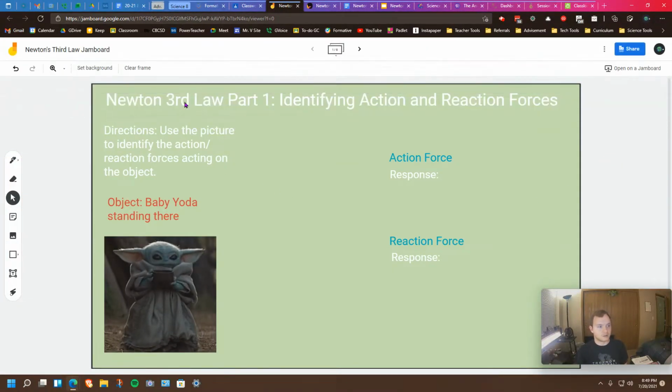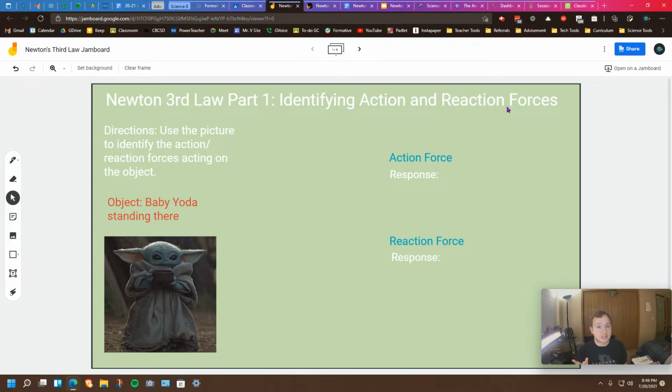On this first part, the green part, your job is to identify action and reaction forces. This is the part you probably don't know about yet. Action and reaction forces are just pairs of forces according to Newton's third law. Newton's third law says for every action, there's an equal and opposite reaction. So we're trying to figure out what those forces are in these different examples.